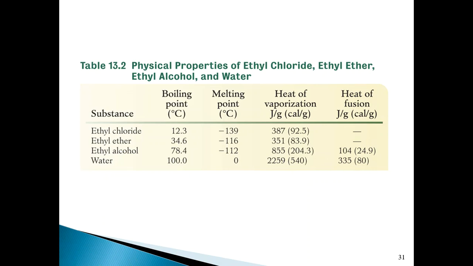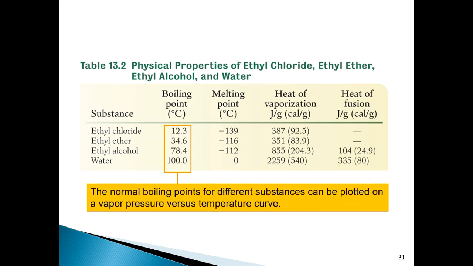We're going to talk about them later on. Okay, so as you can see here, the normal boiling points for these substances are given, and these can be plotted on a curve of vapor pressure versus temperature. And based on that curve, we can determine the boiling point of a liquid if we do such a plot.